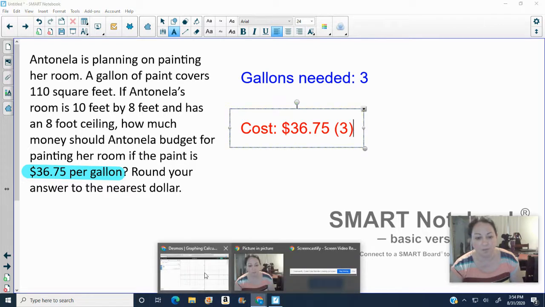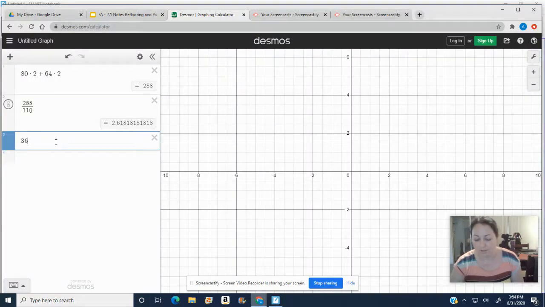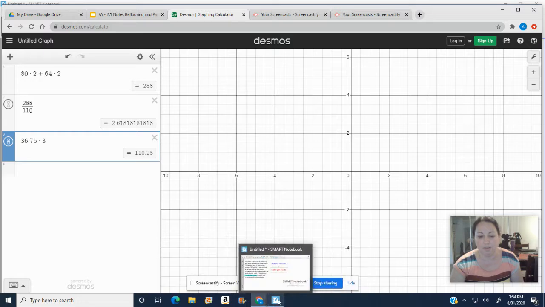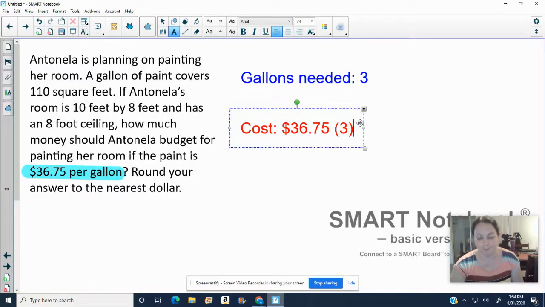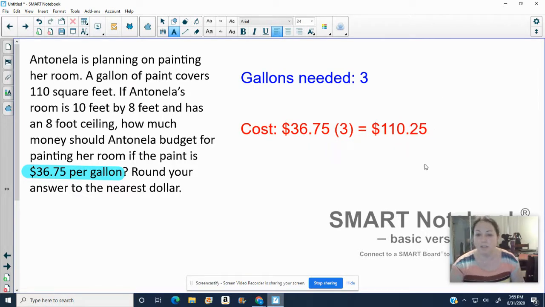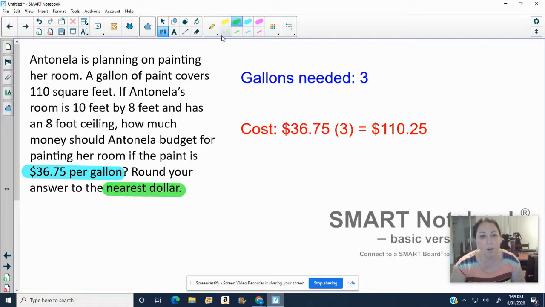And I am going to go over to Desmos. 36.75 times 3 gives me an exact amount of $110.25. I'm going to go ahead and put that in. If that's exactly how much it costs and that's exactly how many gallons you need, that's your budget amount. I am looking at what it asks me to do though, and it says round this answer to the nearest dollar. So I'm going to go ahead and do that, just round off at the whole dollar.